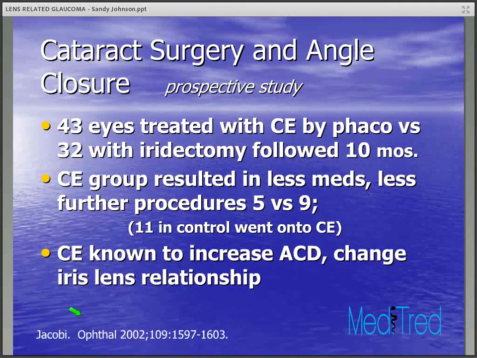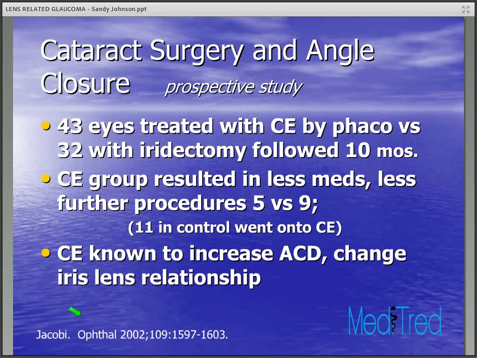So now, what about cataract surgery and angle closure? Right, that's a popular topic in this day and age. This one particular study by Jacoby looked at 43 eyes treated by cataract surgery versus just having an iridectomy when they had cataract and angle closure. They followed them for 10 months. And the ones who had their lens removed required less meds and less further procedures. And then actually 11 patients of the 32 went into good control and had cataract surgery.